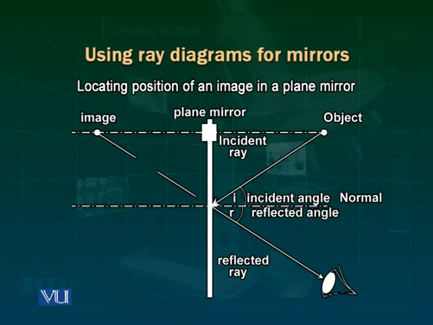In other words, when we look at the slide, we find the incident angle and the reflected angle, I and R. When you look at the geometry of it, you will find that the two triangles, image, plane mirror and the central point, and object, plane mirror and the center point, become two congruent triangles.